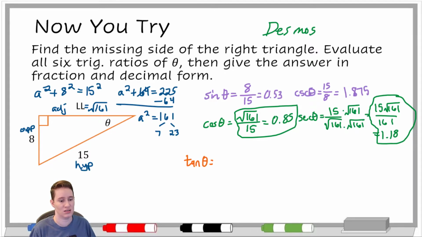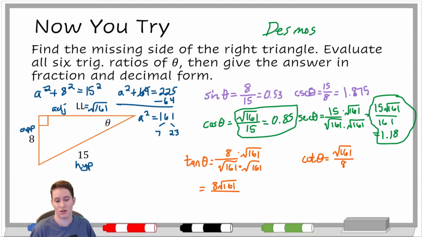Alright, and tangent. Tan theta is opposite over adjacent, so 8 over square root of 161. Now remember that cotangent is the flip of that, and we should flip it before we rationalize. So square root of 161 over 8. This does need to be rationalized, so don't forget to do that. So 8 square roots of 161 over 161. And let's find these two decimals.